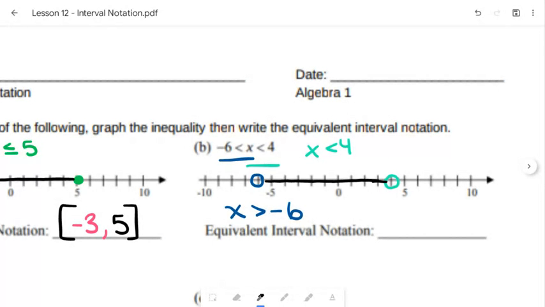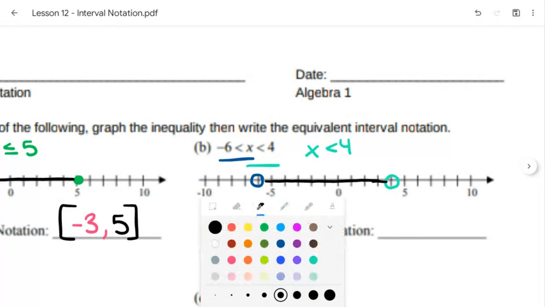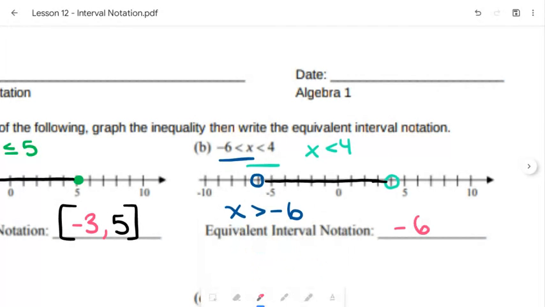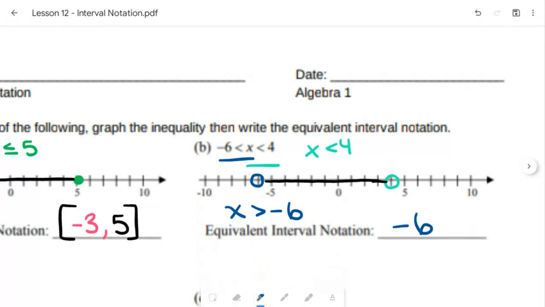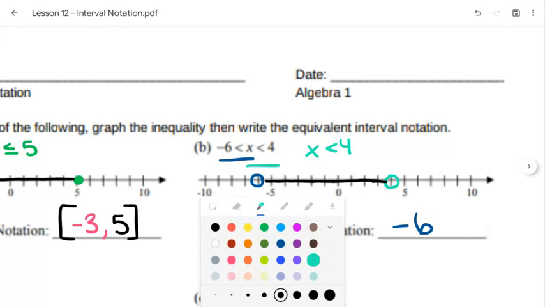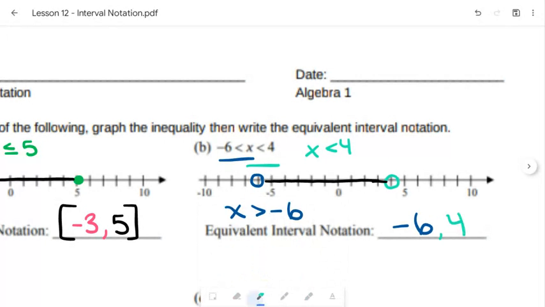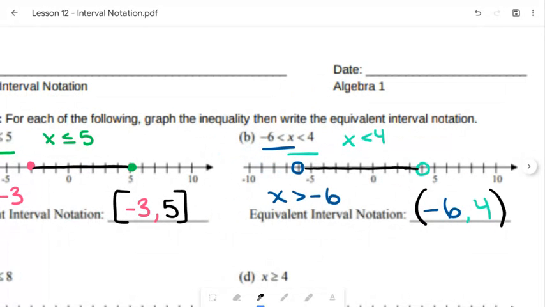So again, we're going to put the smaller term, -6, first. Oops. Doesn't really matter what color I use, but you know I like my colors. -6. The greatest it could be is 4, but now this one's different. Instead of getting brackets, I'm going to give it parentheses because those are open circles. These -6 and 4 are what's called not included. So this is included as a solution to the left, part A.